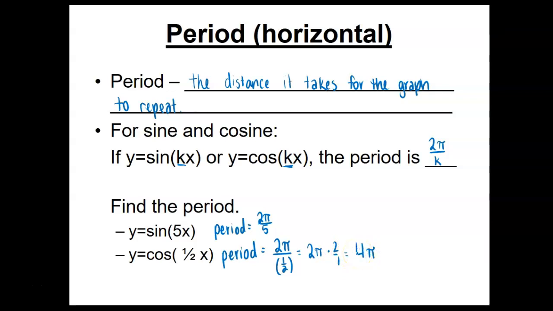And you'll still see the same trend. If you have a big number like 5, it's going to make the period smaller. If you have a small number like 1/2, it's going to make the period bigger. So that same trend continues.